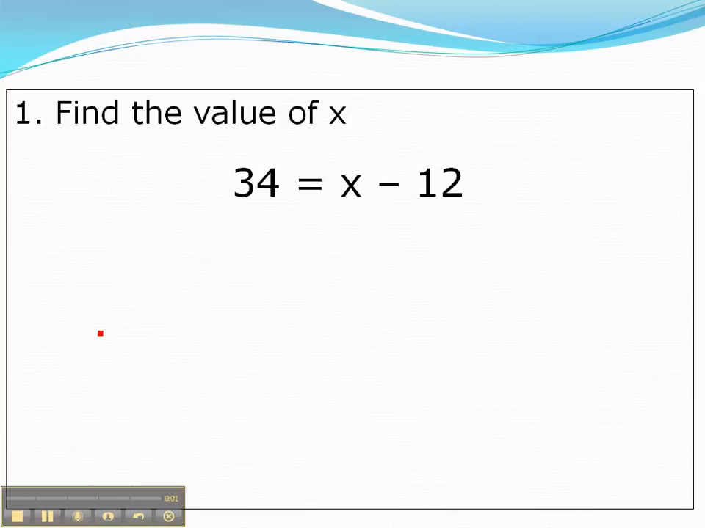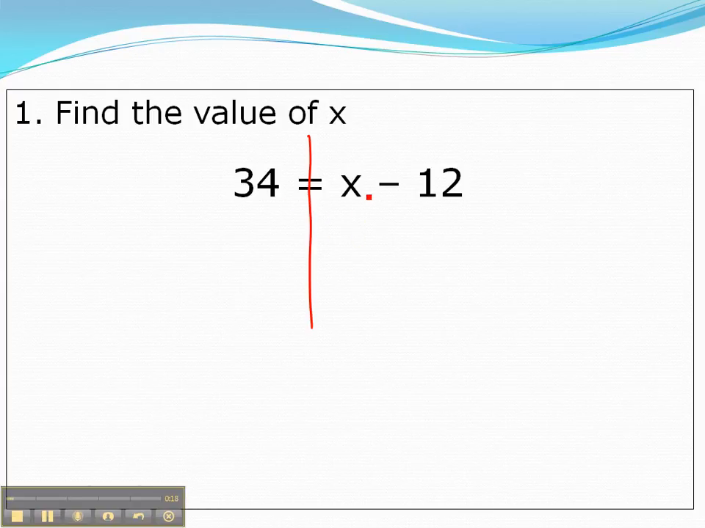Okay, problem number 1 on the review asks us to find the value of x. Anytime we're solving an equation, we want to show two sides of our equation. That shows that our equation is like a balance scale, so we can do anything to one side of the equation as long as we're careful to do the same thing to the other side.